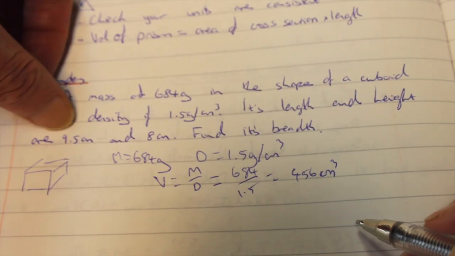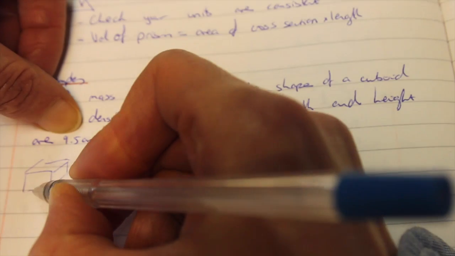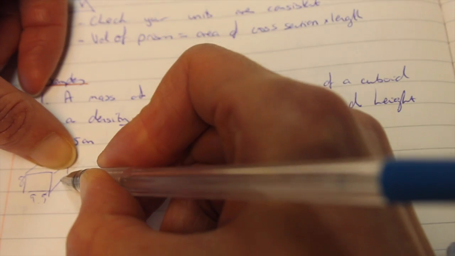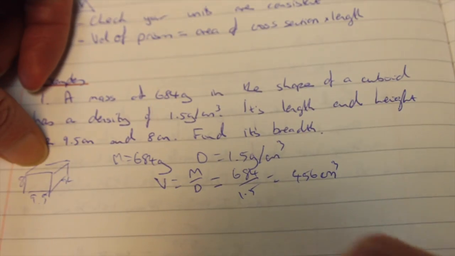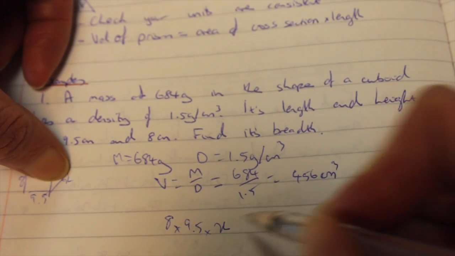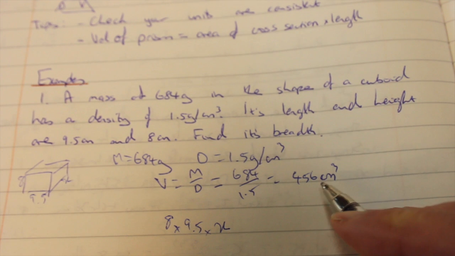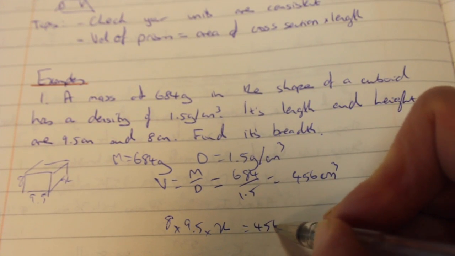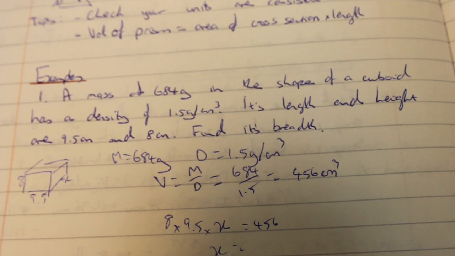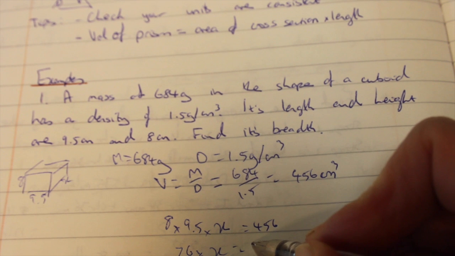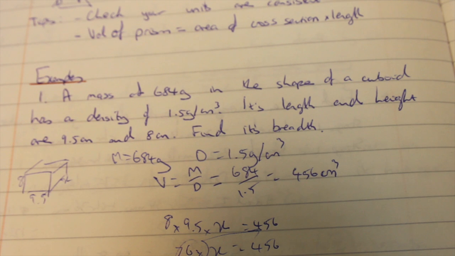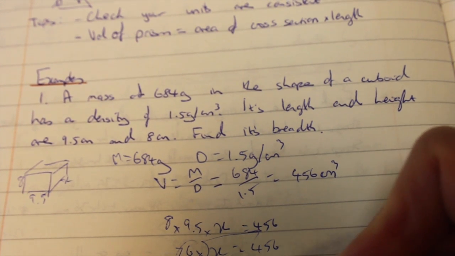Your total length and height are 9.5 and 8. So 9.5 and 8. Find the breadth. I'll just call it x. So volume of the cuboid is 8 times 9.5 times x. You know the volume is 456. So what I'll do is I'll go 8 times 9.5, which is 76. And then I'll bring this 76 over to our side and divide. So x is 456 divided by 76 to give me 6 centimetres.